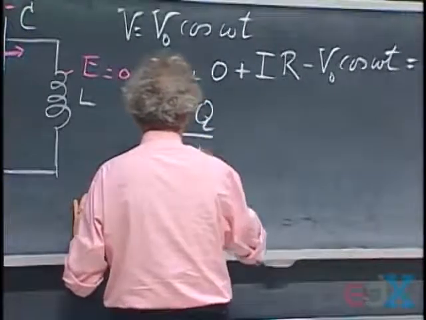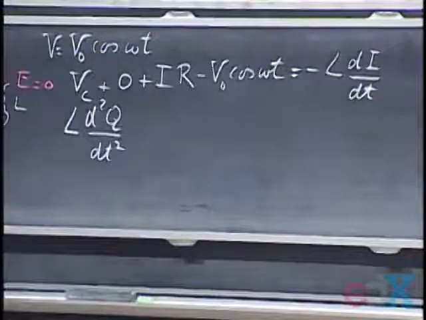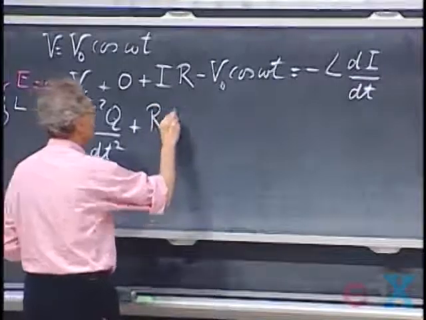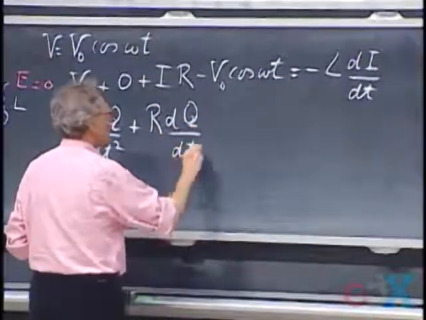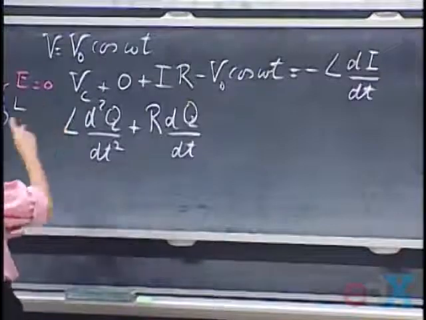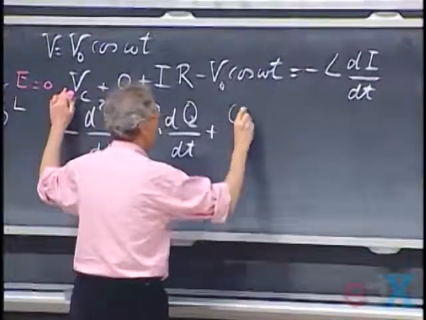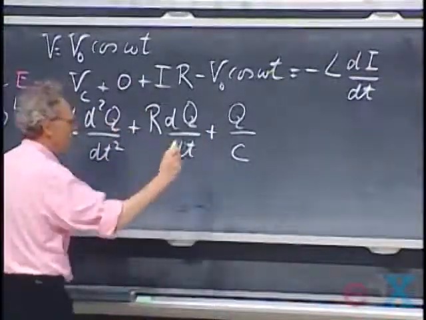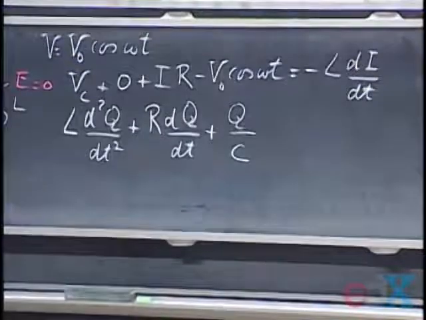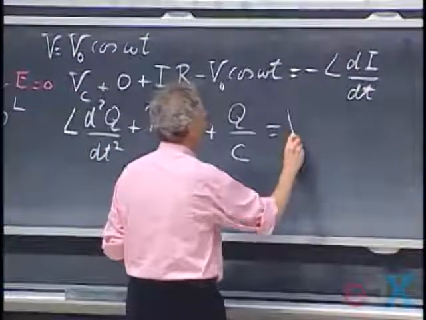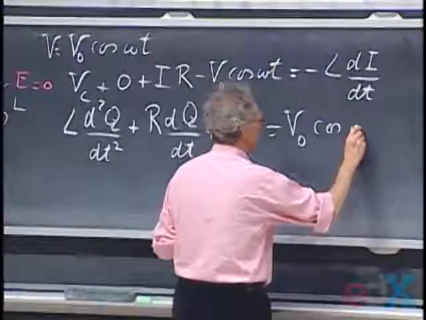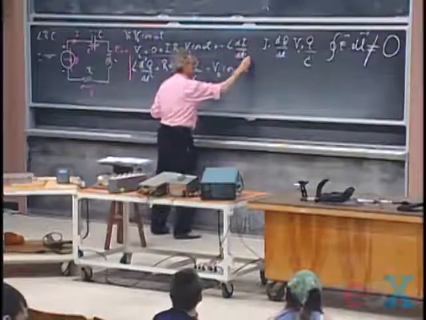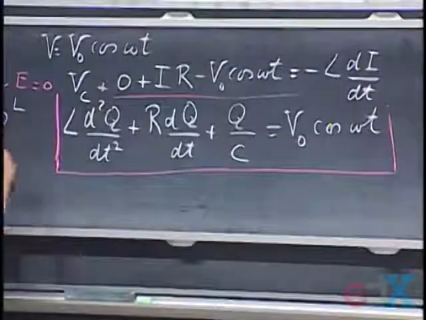d2q/dt squared. My goal is to get everything in terms of q. Then my IR becomes R times dq/dt. And my V of C becomes q divided by C. Notice that I ranked them in order d2q/dt squared, dq/dt, and then q. You don't have to do that, but there's nothing wrong with doing that. And then we get here equals V0 cosine omega t.